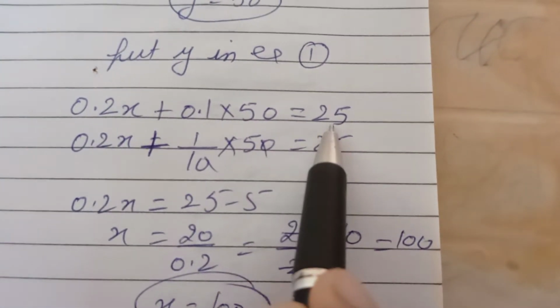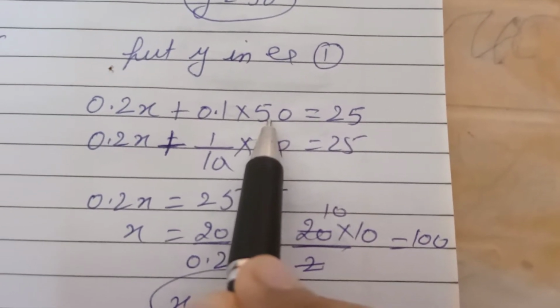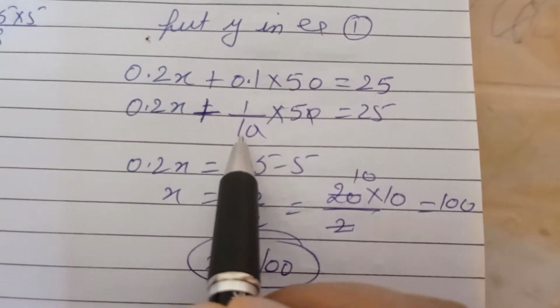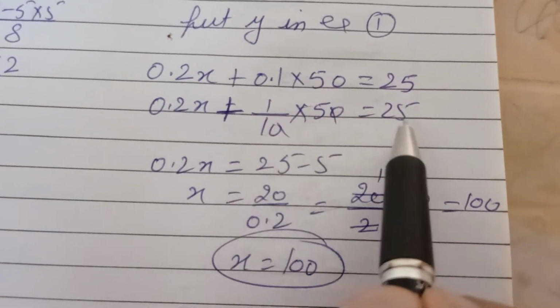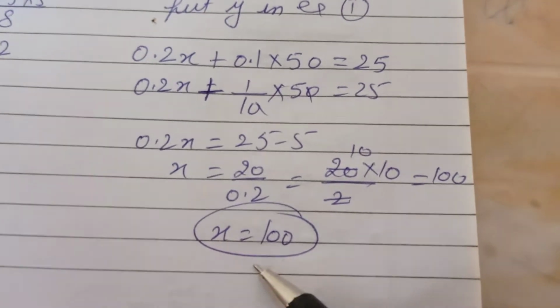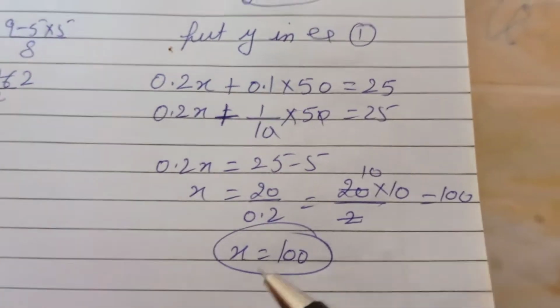So this is equation number 1. Here y was there, in place of y I wrote 50. In the next step I remove the decimal, the zeros will get cancelled. So after solving you will get the value of x as 10.